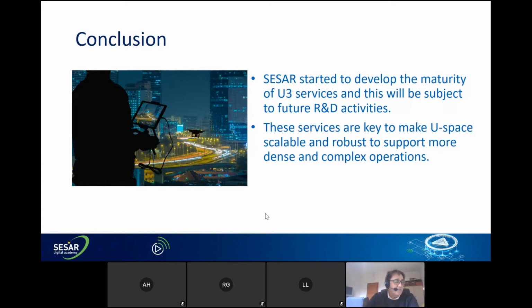On the other hand, making reference to the first set of U3 demonstration results, we also have to recognize that services like dynamic capacity management, tactical conflict management, detection and avoidance integrated solution, and the collaborative interface with ATC represent key services on which we can build. These are fundamental elements that will allow us to further develop U-space in a scalable and robust way, and will also allow more complex operations.